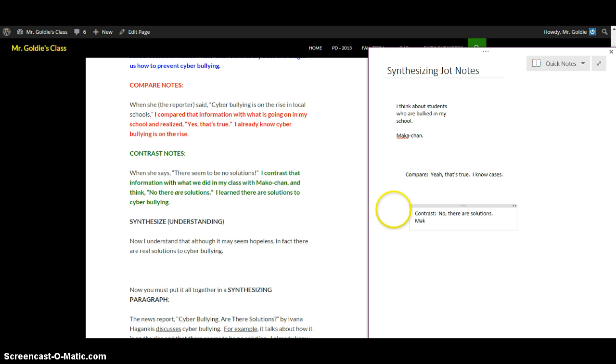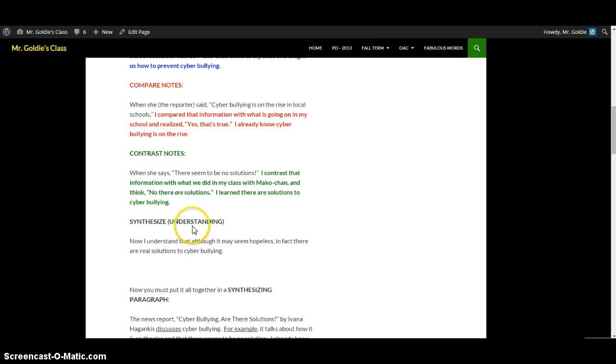Mako-chan gave my class many possible solutions. All right? So I'm going to write that down. What I need to do then is put it all together. Now I understand that although it may seem hopeless, in fact, there are real solutions to cyberbullying.